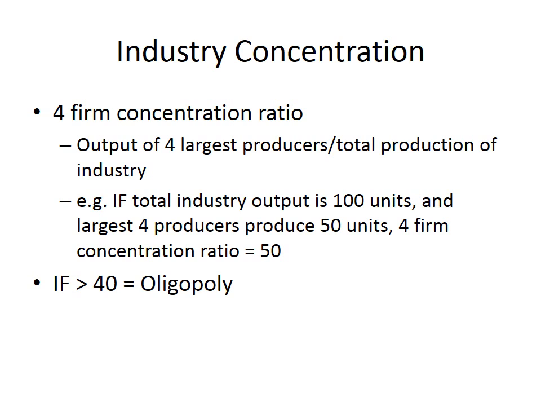Now, the first of these measurements is the four-firm concentration ratio. You look at the output of the four largest producers, and determine what percentage that is of the total output of the industry. And so you have the output of the four largest producers relative to the total production of the industry. If total industry output is 100 units, for example, and the four largest producers produce 50 units, the four-firm industry concentration ratio is 50. Anything greater than 40 raises a red flag. That moves you in the direction of oligopoly. Okay?